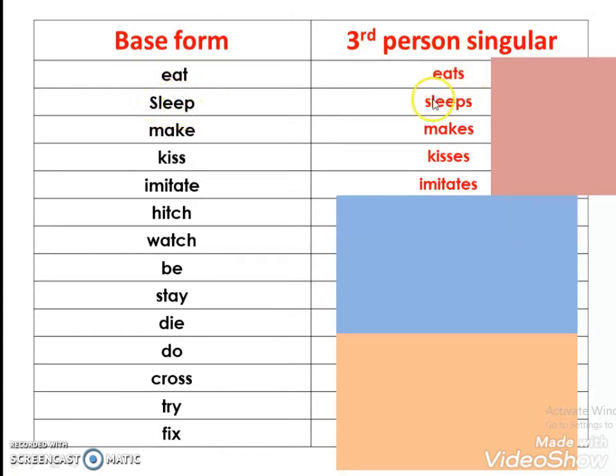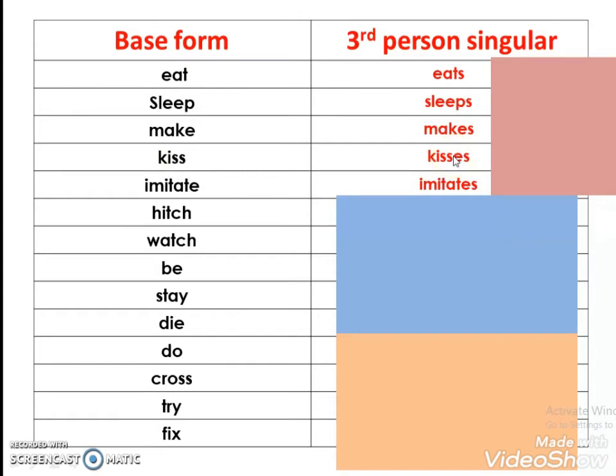Sleep, sleeps. Whenever I use it with a singular noun, I should add to the verb an s. So for the present tense, either we add s, es, or ies. Eat, sleep, sleeps. Make, makes. I add only s. Kiss, it ends with double s. The verbs that end with double s, what should we add for them? We should add es. Kiss, kisses.